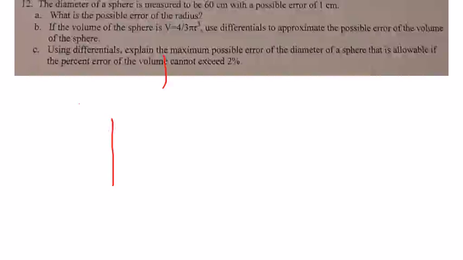Alrighty, here we are working with a sphere ball that is 60 centimeters in diameter, and it has a possible error of 1 centimeter. The first question it asks is, what is the possible error of the radius? Well, if the radius is half of the diameter, and the diameter has a possible error of 1, then I just need to take 1 and divide it by 2. So that is pretty easy. It's 0.5 centimeters, and there's no work involved in that whatever, because they are absolutely directly related.